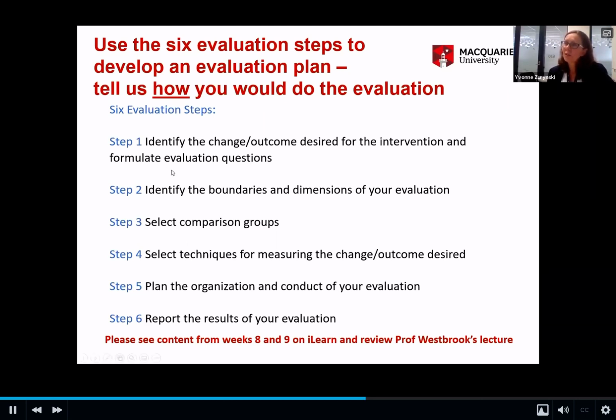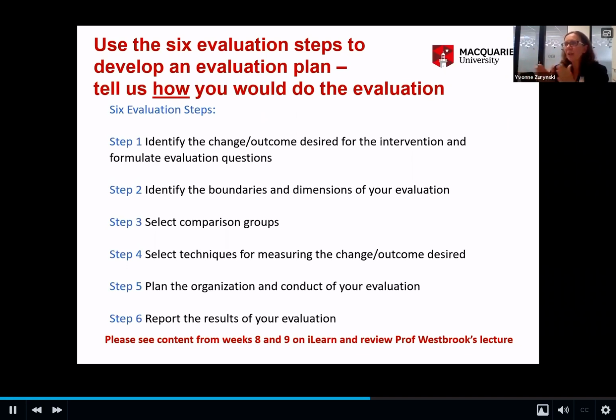So identify the change or outcome that the program aims to achieve, and how you would formulate the evaluation questions. Identify the boundaries and dimensions. Remember, we talked about that during week 9 at the lecture. So how do you define the program? Where does it end and where does it finish?